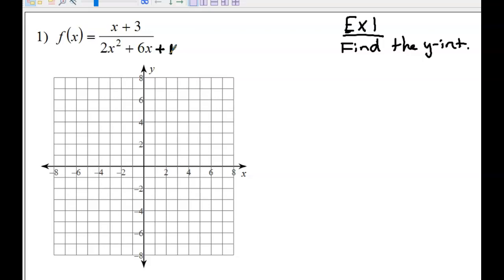All right. So I mean, pretty straightforward. Plug in 0 for x, right? So anything here with a 0 next to it is just going to go away, right? Because 0 times anything is 0. And so I'm left with 3 over 1, which is 3. Okay, so it would touch the y-axis at 3.